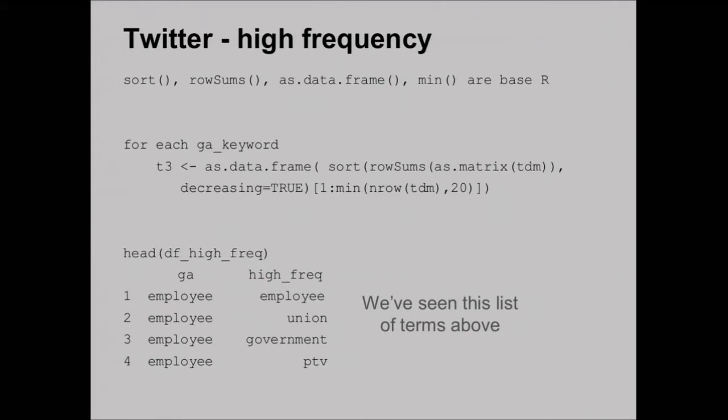After some cleaning and so on, we have the Google keywords. And then per Google keywords, we have the high frequency keyword, and obviously employee comes up first. Union, government, I'm not really sure what the PTV is, but then the list continues. And this now is the same list as we saw on the previous slide. So that's high frequency.